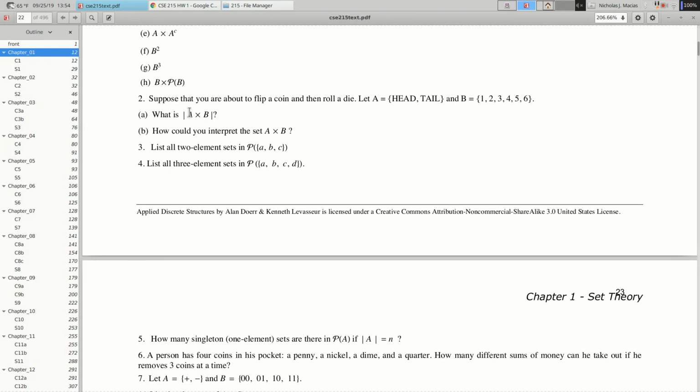So think about what A cross B means, what's the number of things in there, and how could you interpret that as something other than just a set. What's the meaning of A cross B? So play around with that and write a sentence or two.